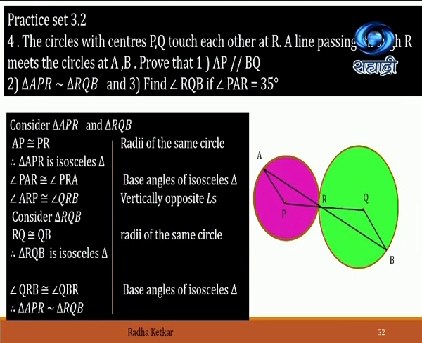So let us observe. We are going to consider two triangles, triangle APR and triangle RQB. These are the triangles formed in two different circles. Now let us look at the first circle, which is colored pink. You can observe that PA and PR both are radii of that particular circle. As the radii are congruent, PA is going to be congruent to PR.